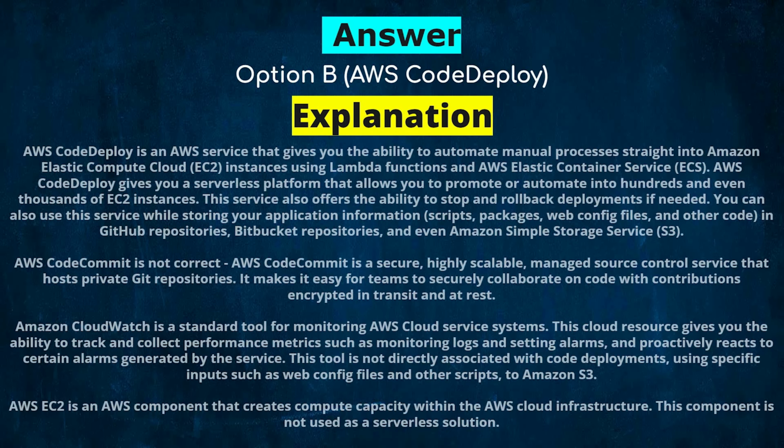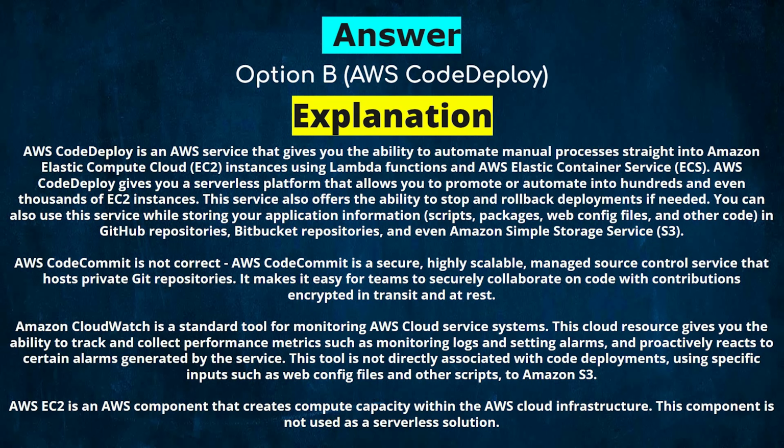Explanation. AWS CodeDeploy is an AWS service that gives you the ability to automate manual processes straight into Amazon Elastic Compute Cloud instances using Lambda functions and AWS Elastic Container Service. AWS CodeDeploy gives you a serverless platform that allows you to promote or automate into hundreds and even thousands of EC2 instances. This service also offers the ability to stop and roll back deployments if needed. You can also use this service while storing your application information, scripts, packages, web config files, and other code in GitHub repositories, Bitbucket repositories, and even Amazon Simple Storage Service S3.